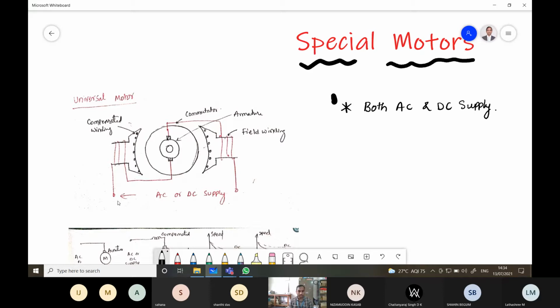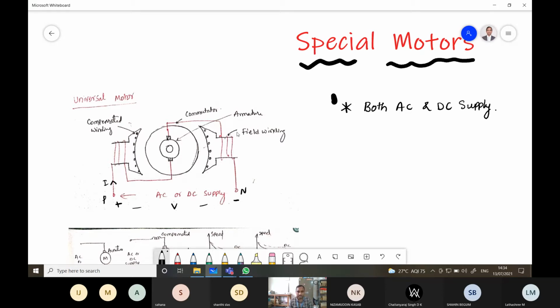So we can give either AC supply or DC supply. For DC supply, positive, negative. For AC supply, phase and neutral. So the voltage is applied across the terminals of the motor, so the current starts flowing through the winding. So here there are two windings.